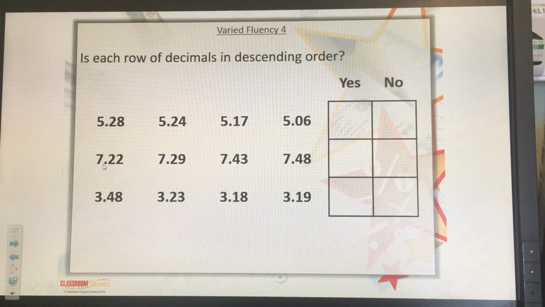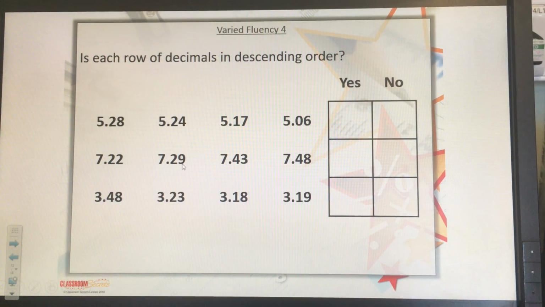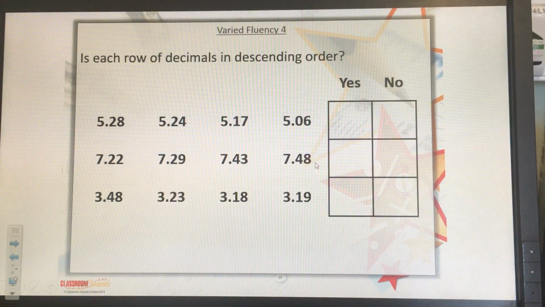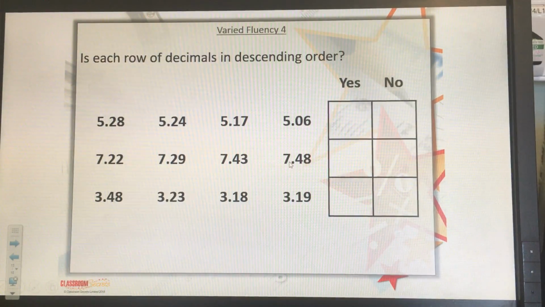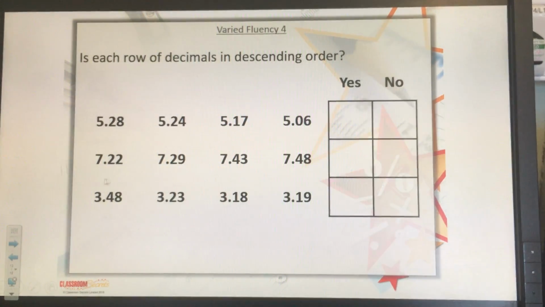This one we've got 7.22, 7.29, 7.43 and 7.48. I don't think this one is in descending order. I think this one is in ascending order. It's going from smallest to largest because the tenths and the hundredths are increasing.